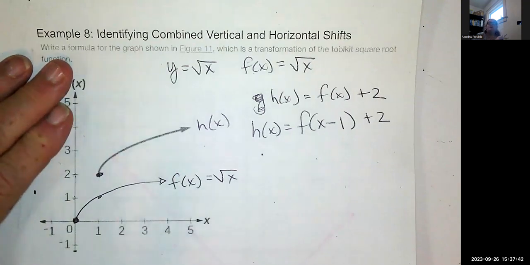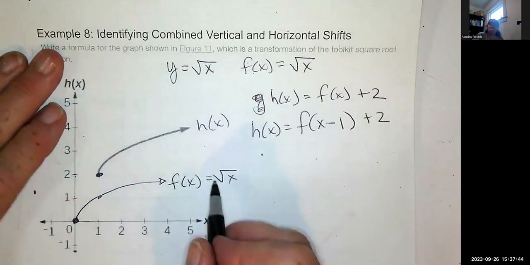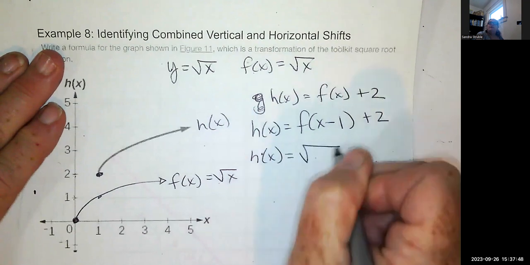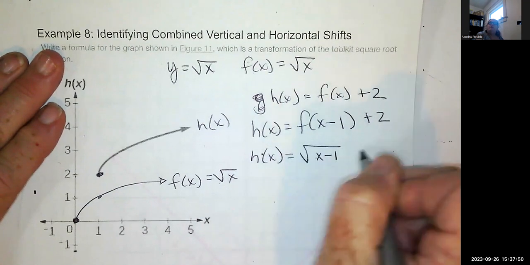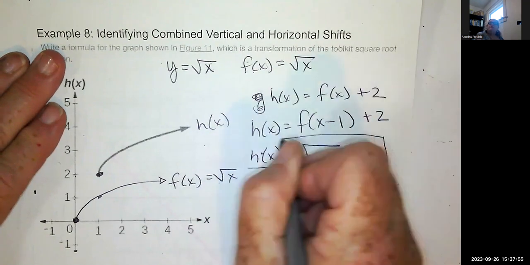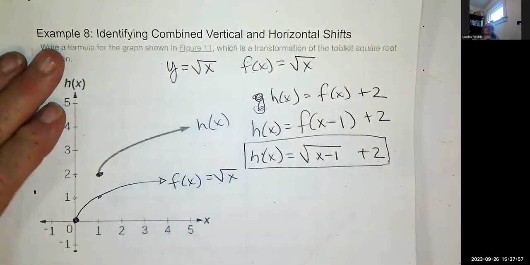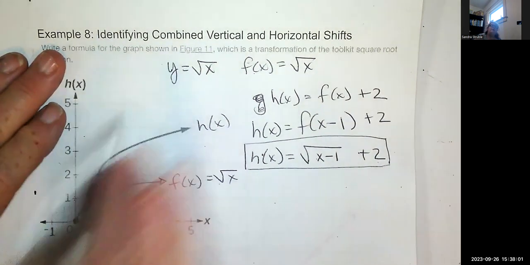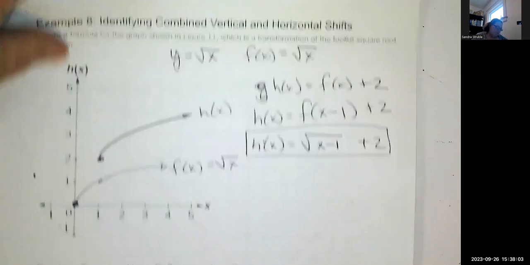So let's put this into what it's supposed to look like. Instead of the square root of x, we're going to have that h of x is equal to the square root of x minus 1 plus 2. If you draw that in comparison to your f of x equaling the square root of x, you'll see that it has moved up just like this one has. Okay, moving to the next one.